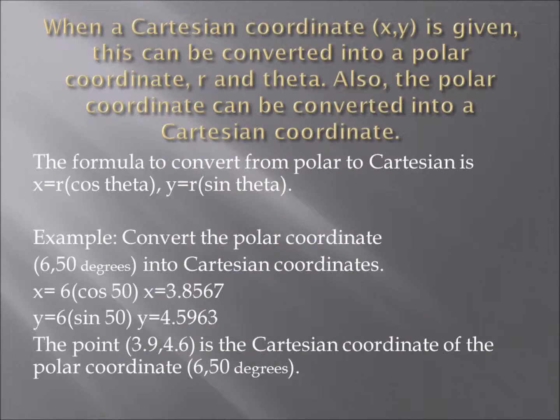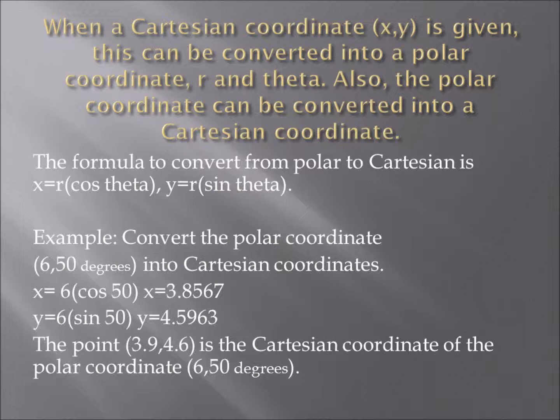When a Cartesian coordinate, or xy, is given, this can be converted into a polar coordinate, r and theta. Also, the polar coordinate can be converted into a Cartesian coordinate. The formula to convert from polar to Cartesian is x equals r times the cosine of theta, and y equals r times the sine of theta.